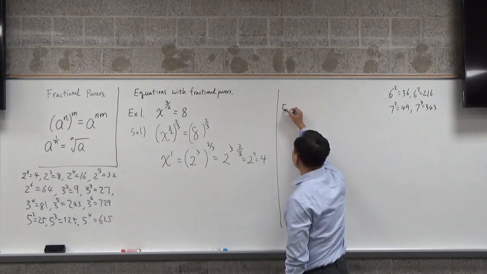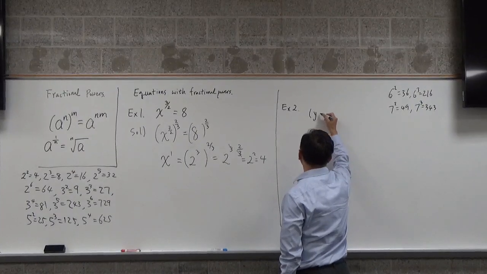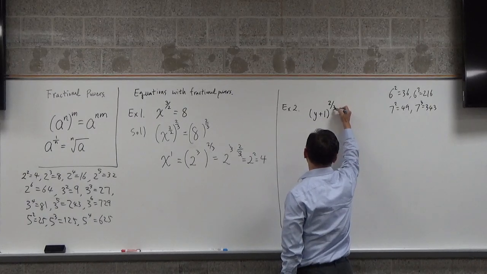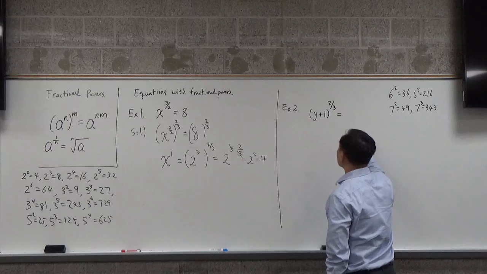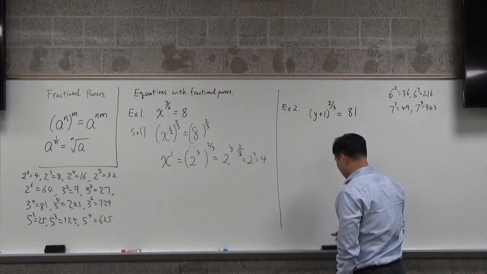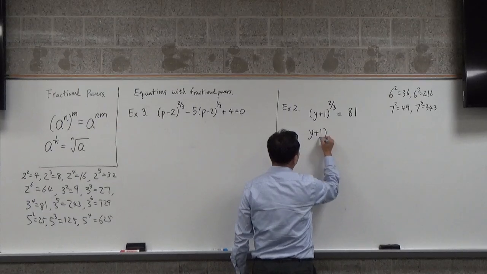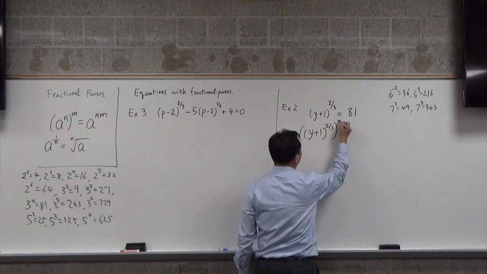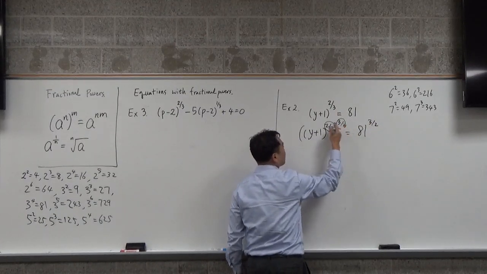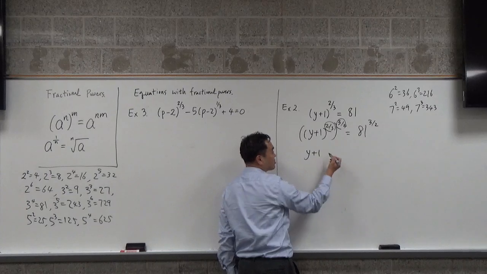Okay, if you're okay with this one, try to solve this next one. (y + 1) to the 2/3 power equals 81. So it's going to be (y + 1) to the 2/3 power, to the power of 3/2, and 81 to the 3/2, so that when these two get multiplied, they cancel, you get 1. So you just get y + 1 on the left side.